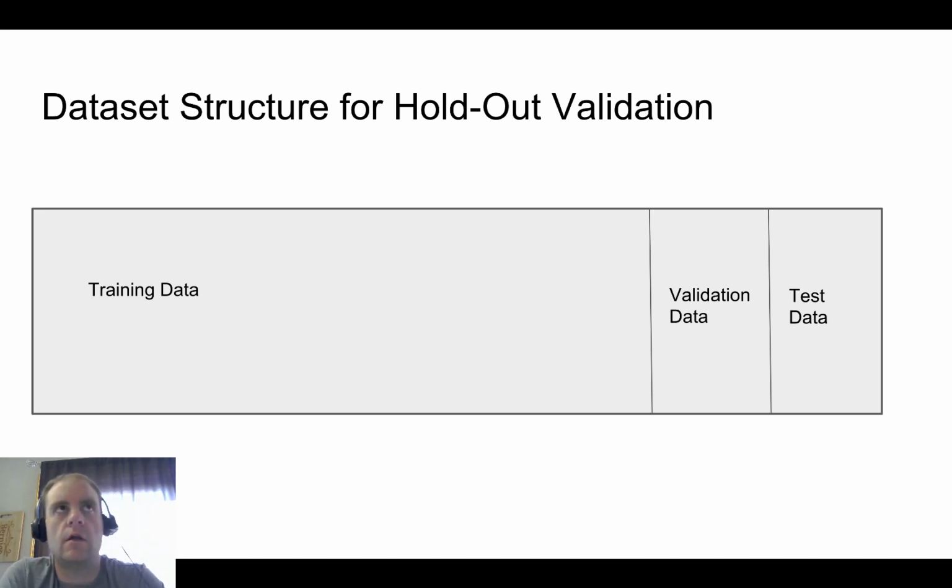Now, in old school machine learning, you're probably used to some split percentages here. Let's say you used 60% of your data for training, 20% for validation and 20% for test. Or maybe you used 80% for training, 10% for validation and 10% for test, if you're feeling really adventurous.